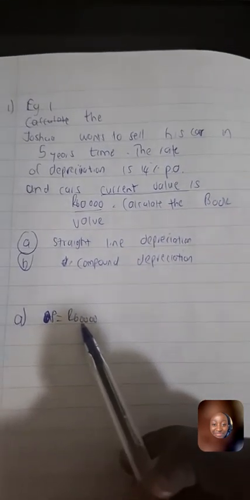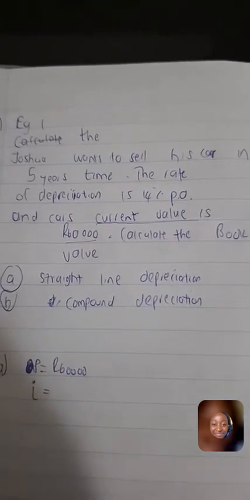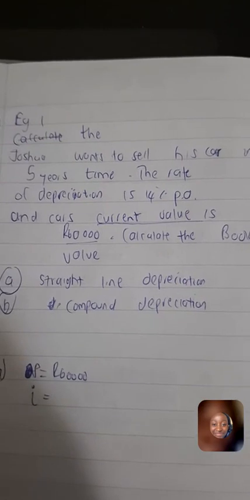And we know that current value means our present value. So yes, P is 60,000. Then what else? I is equal to... Wait, can I please see the statement again? So there it is. Joshua wants to sell his car in 5 years' time. The rate of depreciation is 14% per annum, and the car's current value is 60,000.